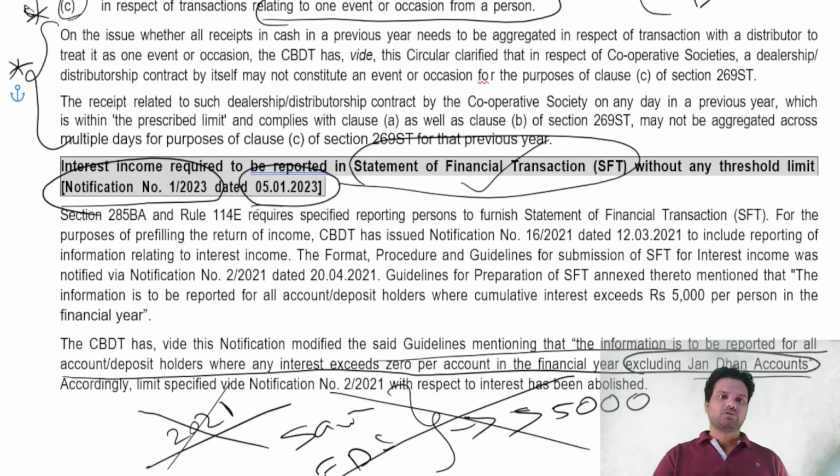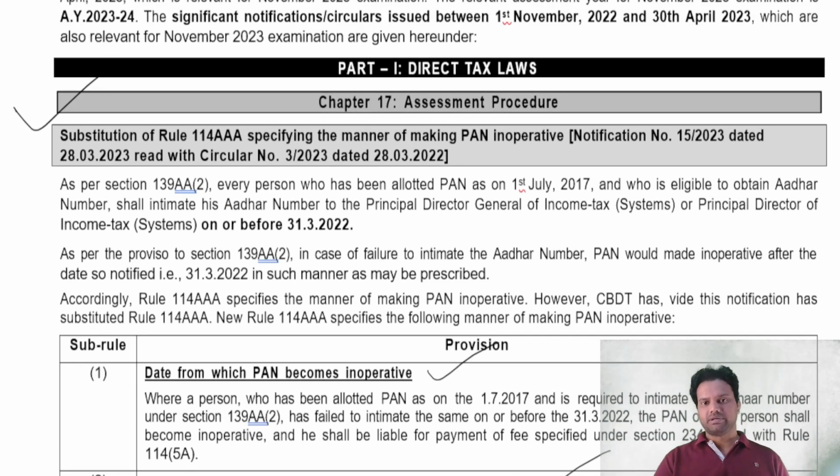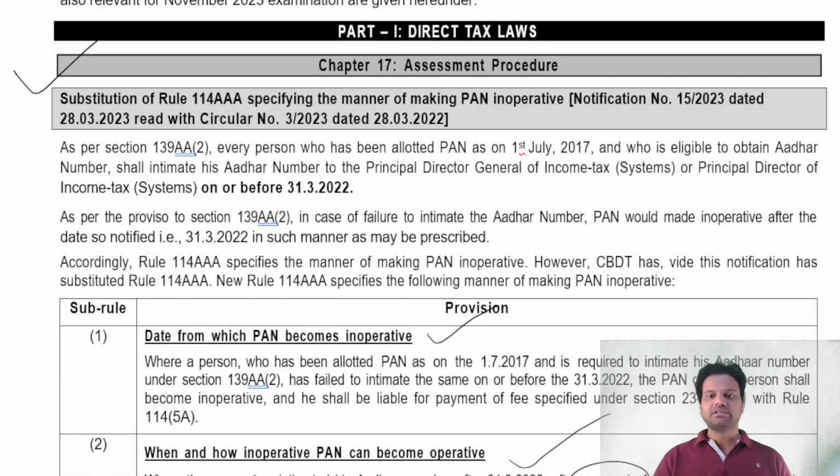This is all about your November 2023 amendments. Only 3 amendments are there, and those are also minor amendments. I can expect an MCQ question from this, not a descriptive question. Okay, this is all about the amendments.